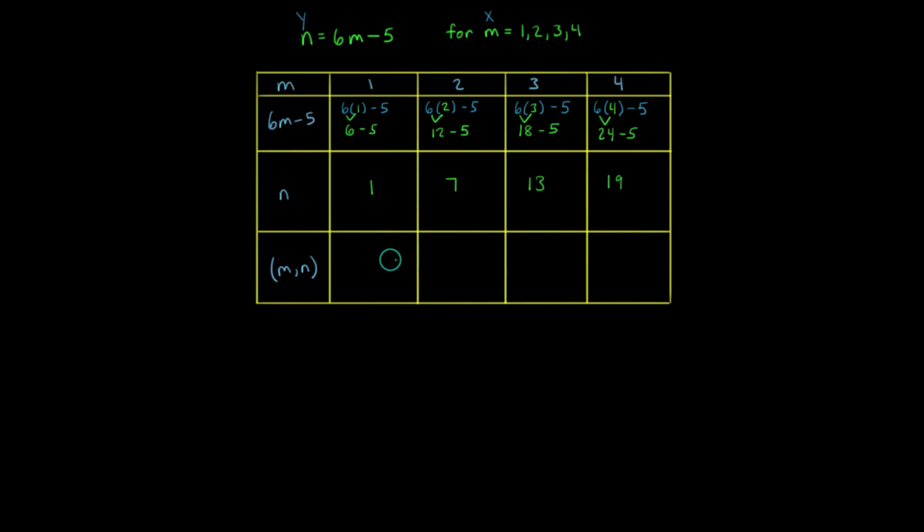Now I'm just going to write my ordered pairs below. So my ordered pairs are when m is 1, n is 1. When m is 2, n is 7. When m is 3, n is 13. And when m is 4, n is 19. All right, so we have our ordered pairs. If we wanted to graph this on a coordinate plane, we'd be able to. Cool, I'll see you in another video.